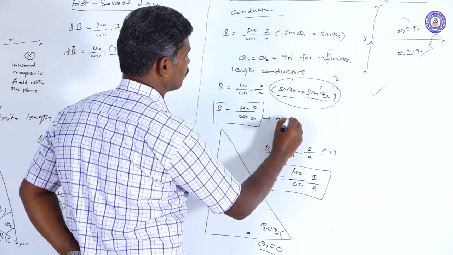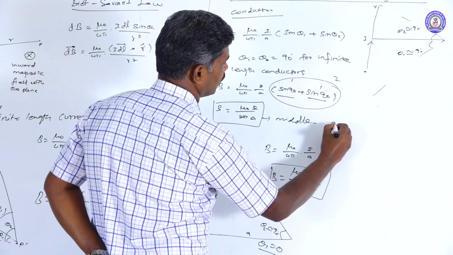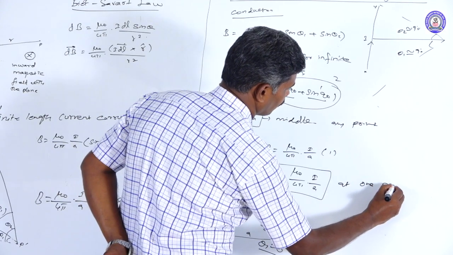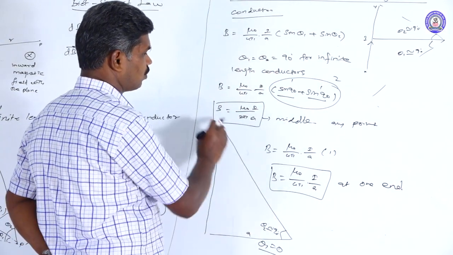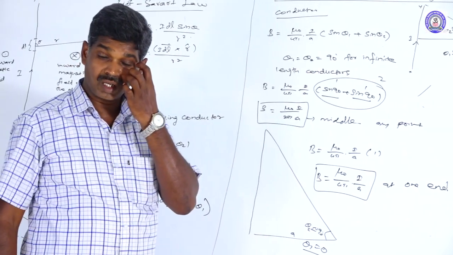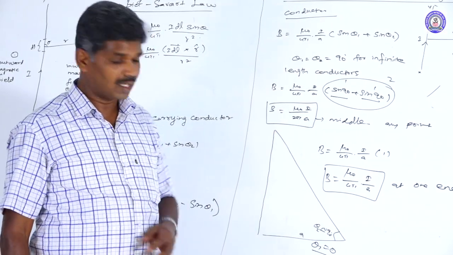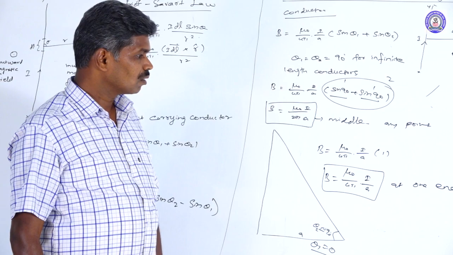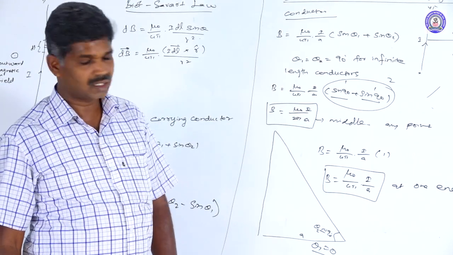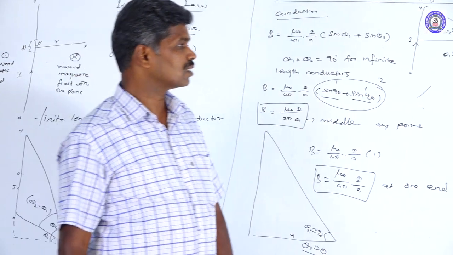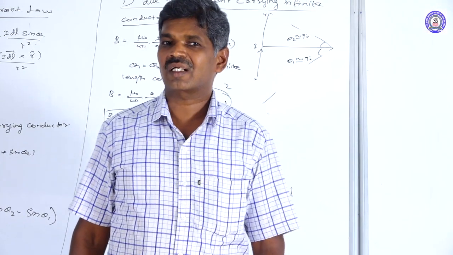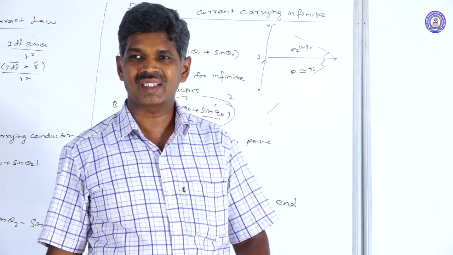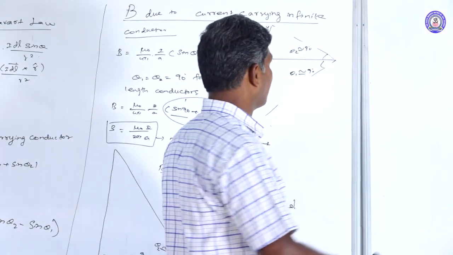So for the middle point we have the formula mu naught I by 2 pi A. At one end of an infinitely long conductor, we have the formula mu naught by 4 pi into I by A. That is the difference between the two formulas. Next, we are going to tackle circular conductors. Through the circular conductors, we are going to pass a current. Along its axis, we are going to find the magnetic induction.